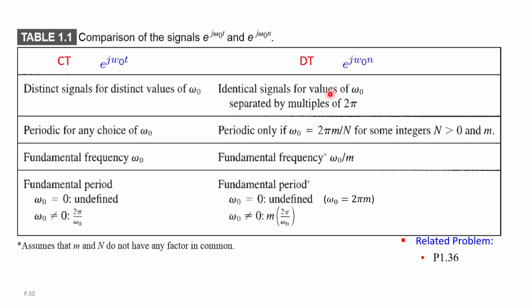And sometimes it's not periodic at all. So your omega 0 needs to be a rational multiple of 2 pi. So omega 0 is 2 pi times m divided by n. Then it's periodic. If it's not, then your discrete complex exponential is not periodic. And from this m divided by n, you can read your fundamental period: if your m and n are coprime, then your n is your period.